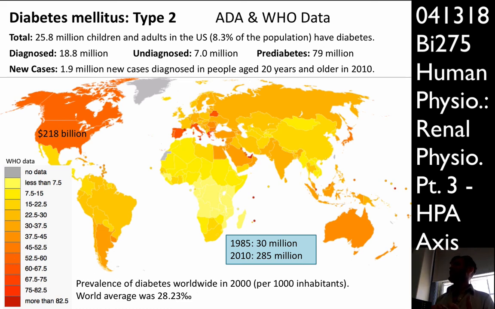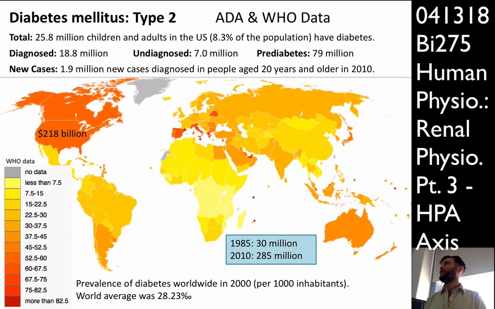Here, I love this stuff, the epidemiology of it. It costs, so what year is this? This data is almost 10 years old now. $218 billion a year in America. That is a lot of dough, folks. That's a lot of money just dealing with direct problems of diabetes, type 2 diabetes.